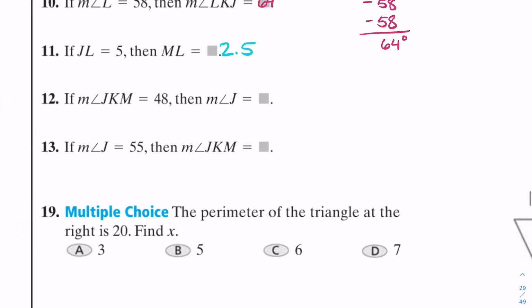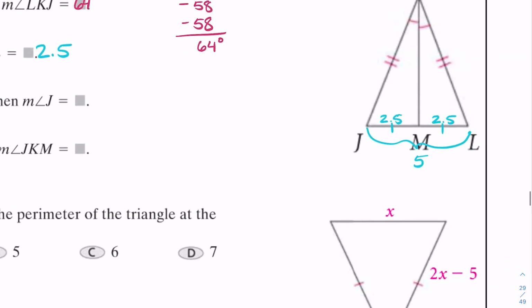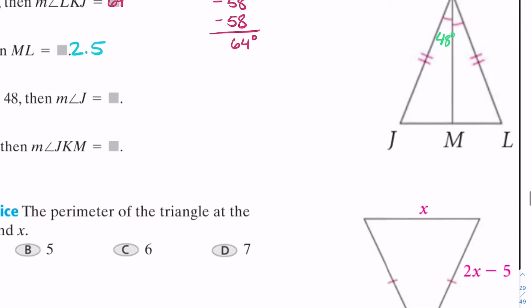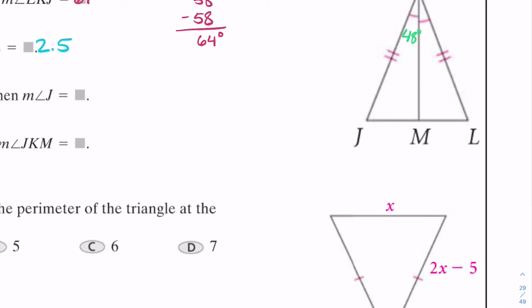All right, so now we have JKM is 48. So let's say JKM was 48. That would make this angle at the top 48. It wants to know what angle J is. Well, this would be 90. These are bisectors, they're angle bisectors and perpendicular bisectors.